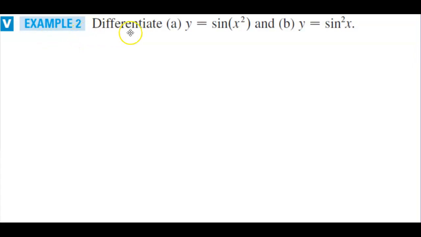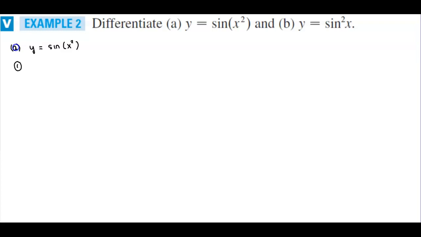Okay, in example 2, we're going to differentiate a, y is equal to the sine of x squared, and b, y is equal to the sine squared x. So let's take a look at part A, and we're looking at the function y, which is equal to the sine of x squared.